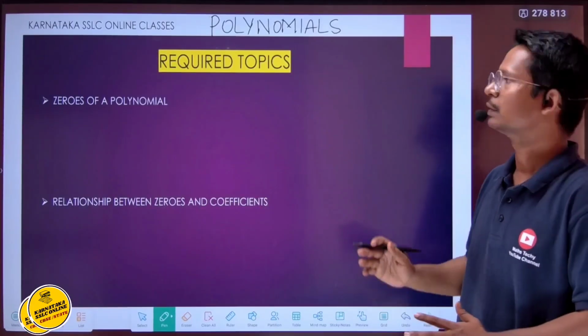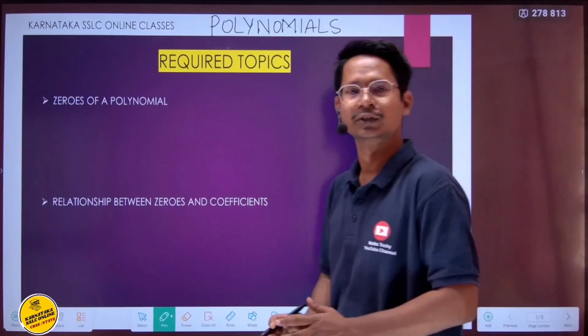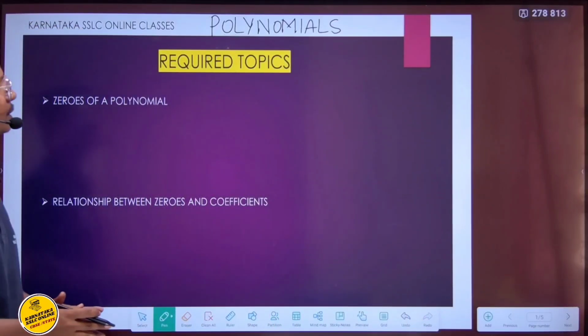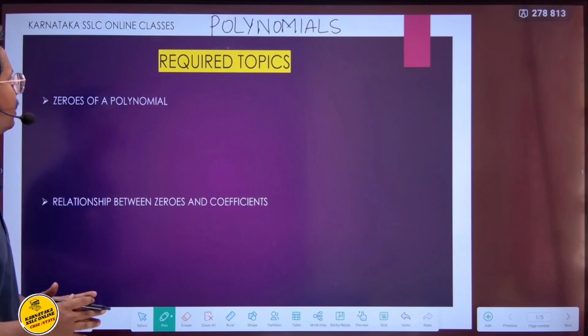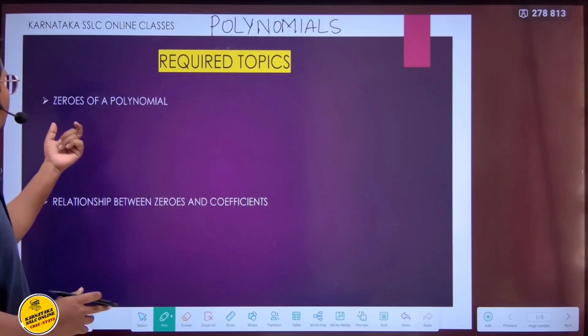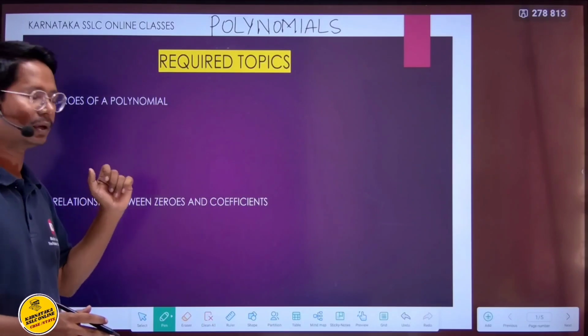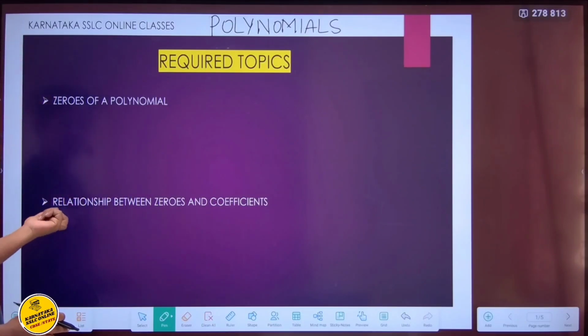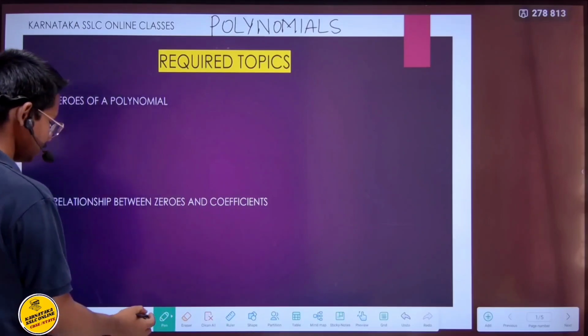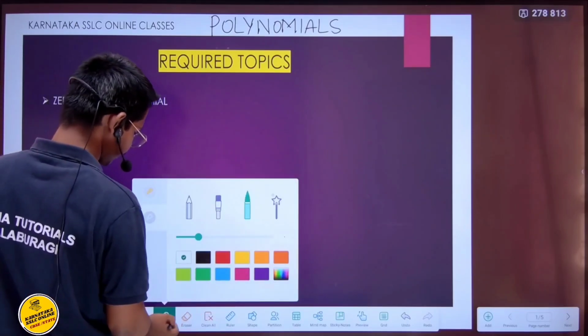Today we'll start with the next chapter called polynomials. In this chapter, in order to understand the questions, a student needs to know what are called the zeros of a polynomial. You also need to know the relationship between zeros and coefficients. So what do we mean by zeros of a polynomial?